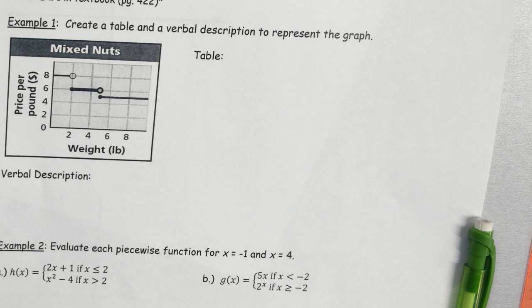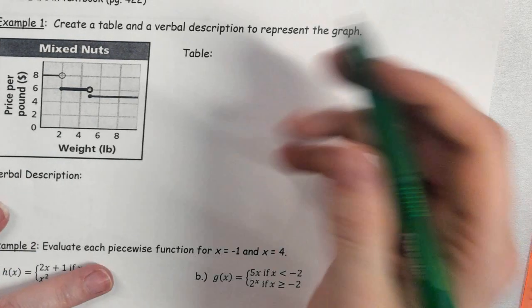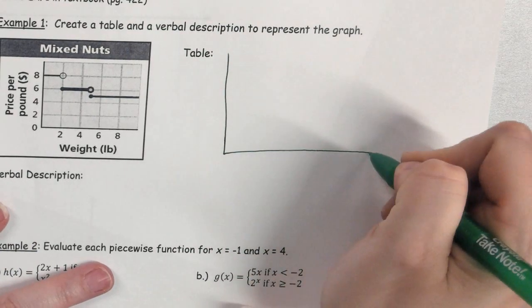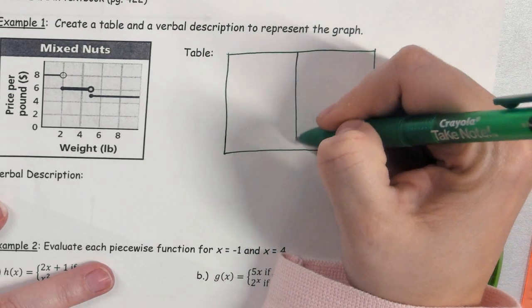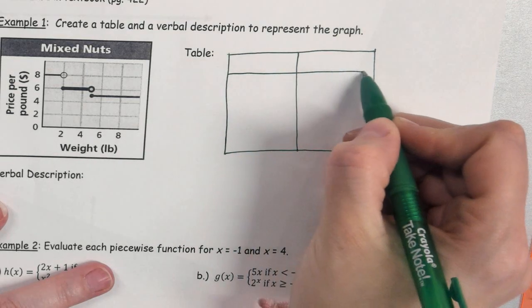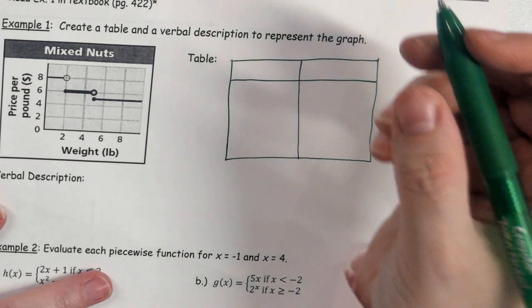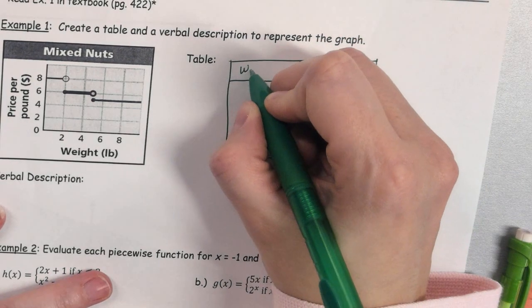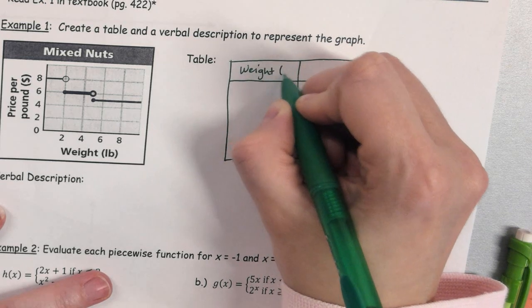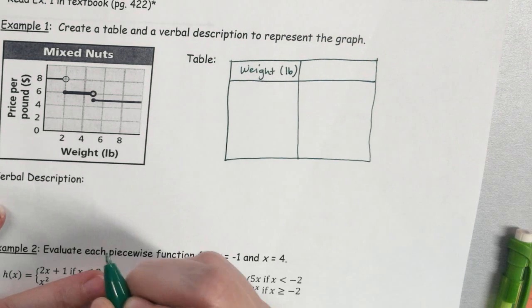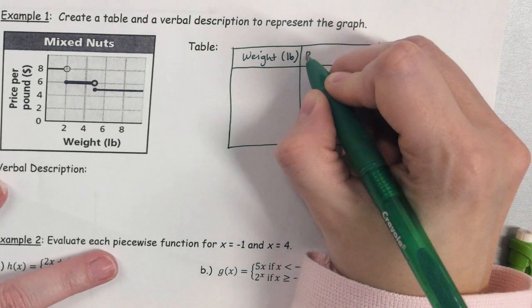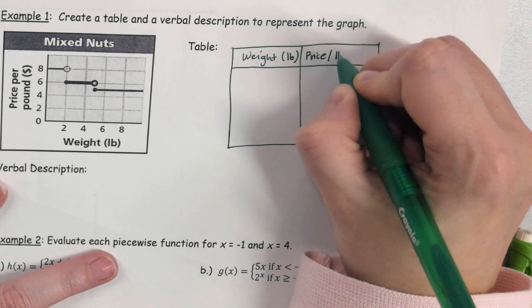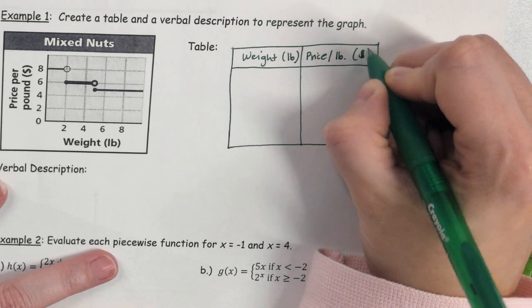All right, so we're going to create a table and do a verbal representation. I'm going to help you start the table. So we're going to do a table that's similar to the one with the movie tickets. Okay, so we have the weight, that's measured in pounds. That's like our X value, our input value. And then we have the price per pound, and that is measured in money.